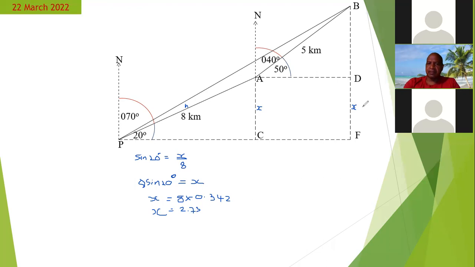So we would have known that this part of the height would be 2.736, as well as DF, 2.736, right? Yes, sir. All right, go ahead then. So if you're following that step, what else can we do now?